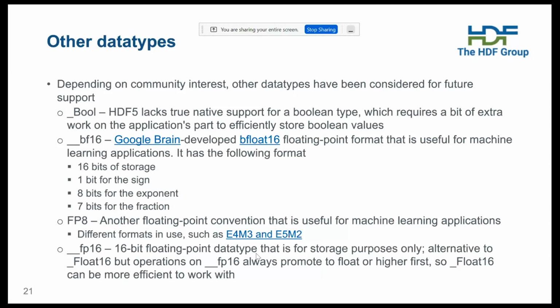And then just a notable mention here, there's this FP16 type, which is basically an alternative to float16. It's the same format and everything, but this type is only for storage purposes. Any operations you do on it get promoted to float first, so they're generally less efficient than float16, but it's worth noting here in case somebody may find it useful. And then, of course, if anybody is interested in any other sorts of data types, let us know.